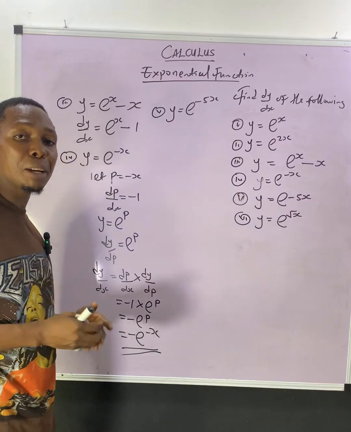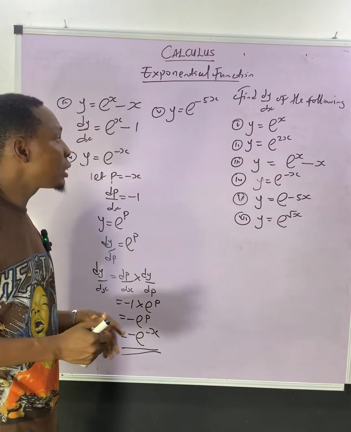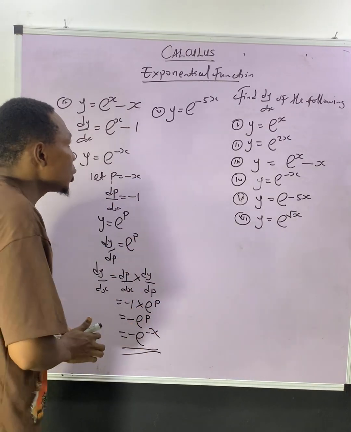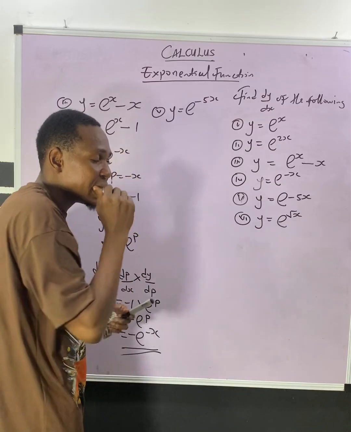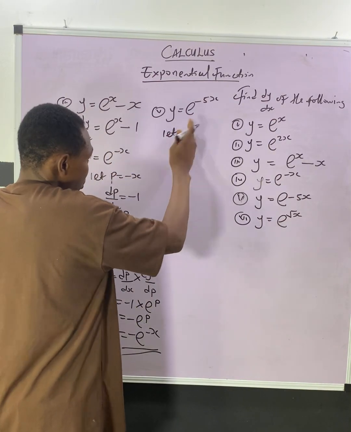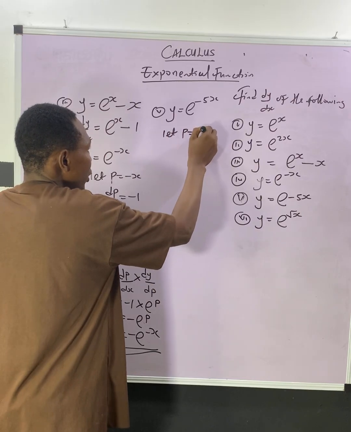What I'm telling you is, maybe you have an objective question, you shouldn't waste time solving. But in terms of the theoretical part, you have to show your workings. So what do you do? You assign a variable to everything there. You say let u. Sorry, you can use u anyway, but I prefer using p. Let p equals minus 5x.